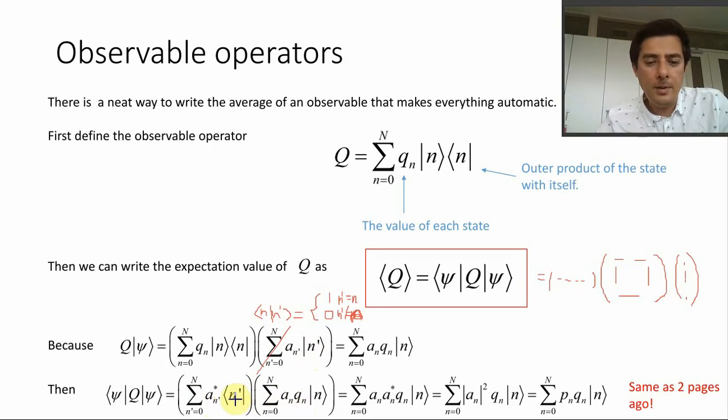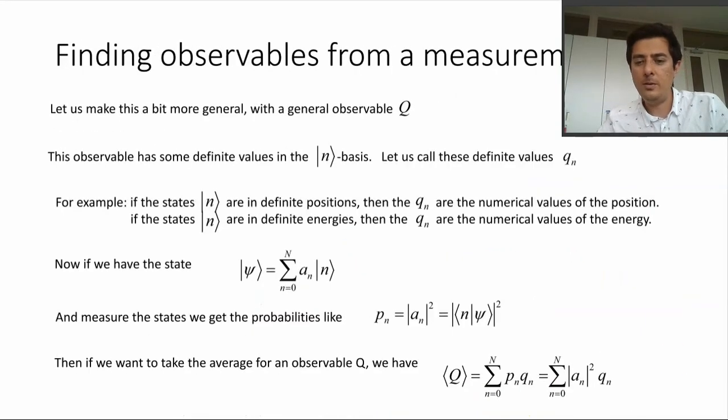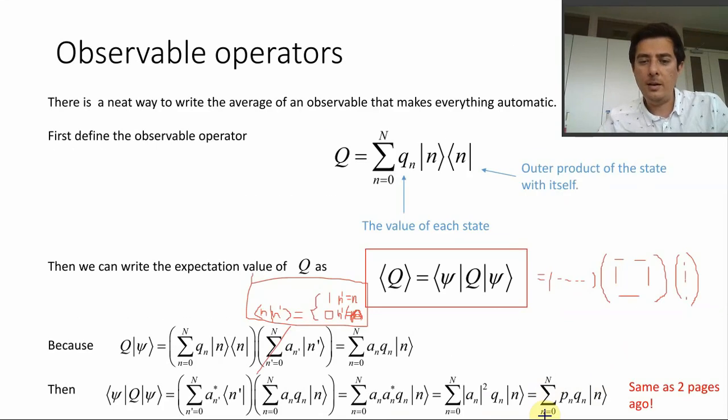So again, n prime and n have to be equal, so we use the same kind of identity here, and one of these sums collapses, and what we get is something that looks like this. It's a_n times a_n star times q_n, and a_n times a_n star is the modulus of a_n squared, and that's exactly what we got 2 pages ago. Just to prove it to you, there it is as we had it before, there it is now, and we use the right hand side to calculate this, so that means that they are always the same.